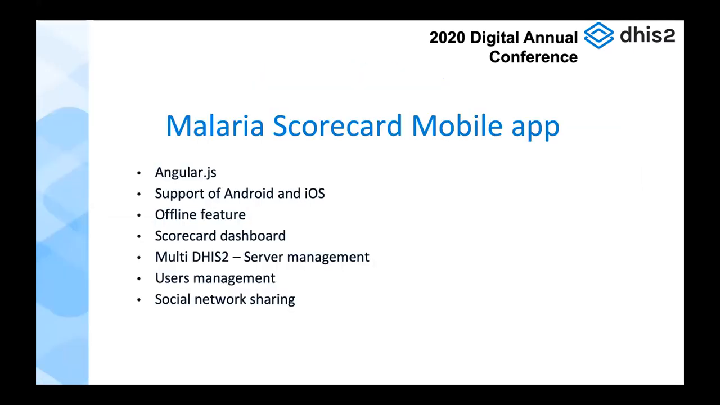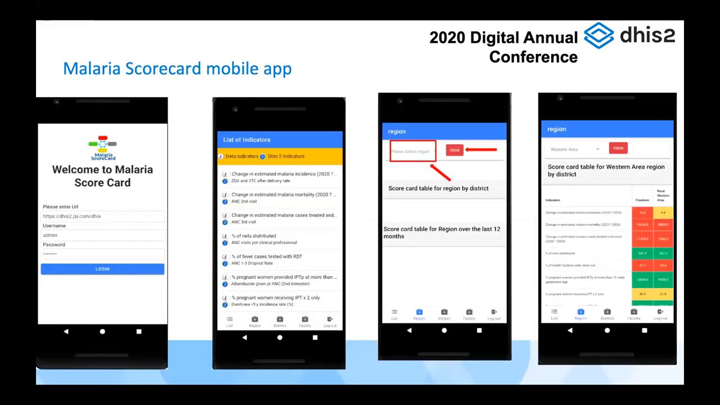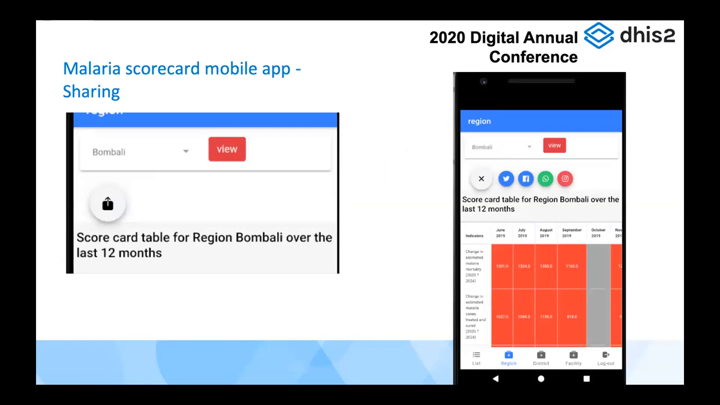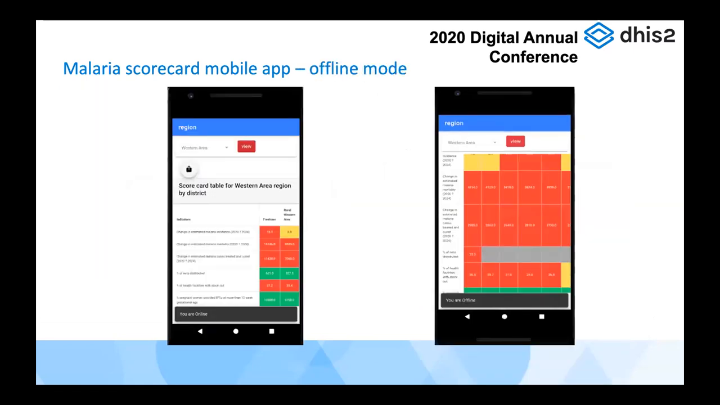And when you have it, you can use your mobile phone as well and install the app on it, and you can see the matching of the different indicators. And from there, you can select your org unit and the period you want, and then it generates the scorecard on your mobile phone. And you can also share that scorecard with other followers on social media.